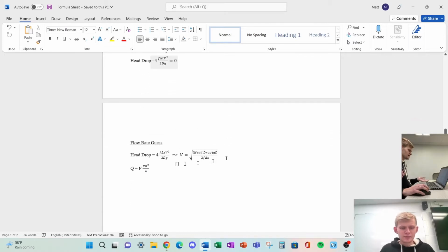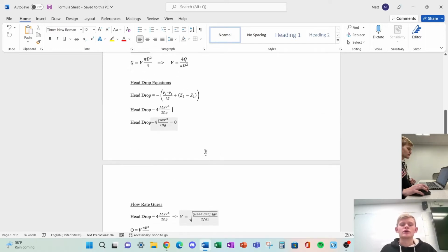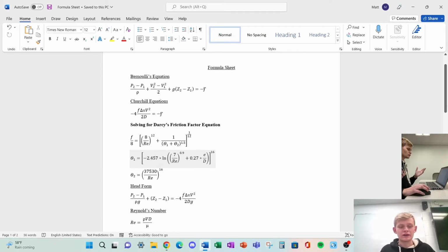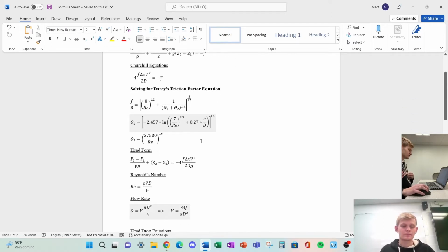Then something that I'm going to talk about a little further is our flow rate guess for a root solver that we're going to use in our equation. So this is all the information we're going to need in order to write our code to find our flow rate and our head drop, with our given values. So we're going to come back in.